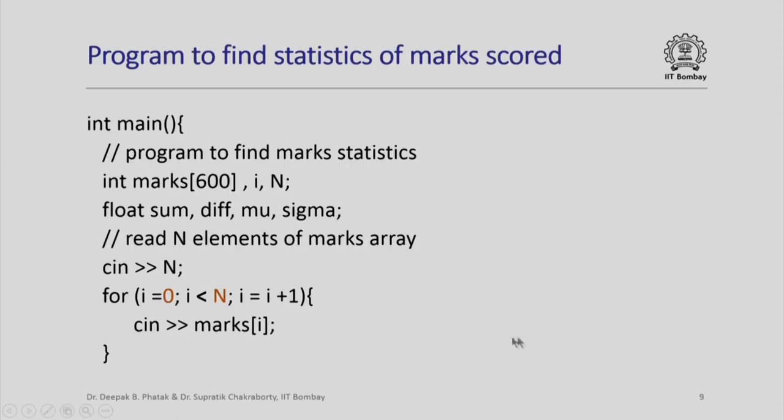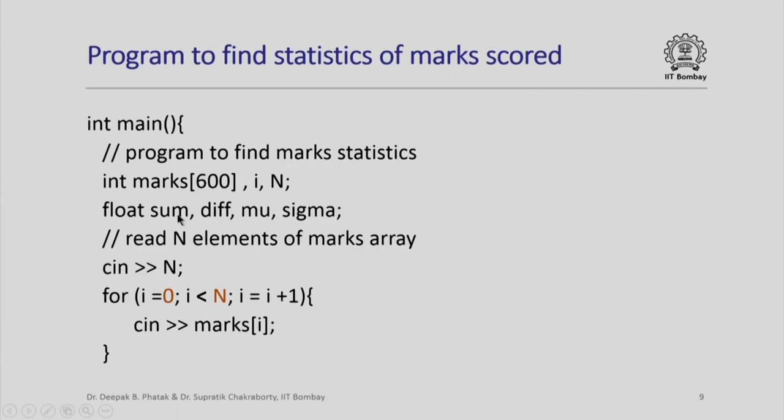Here is a program. We declare the array int mark[600], the variables i and n. We declare sum, diff, mu and sigma as float. Why do we do that? Please note that we have assumed that marks are integer. So obviously the sum should also be integer.